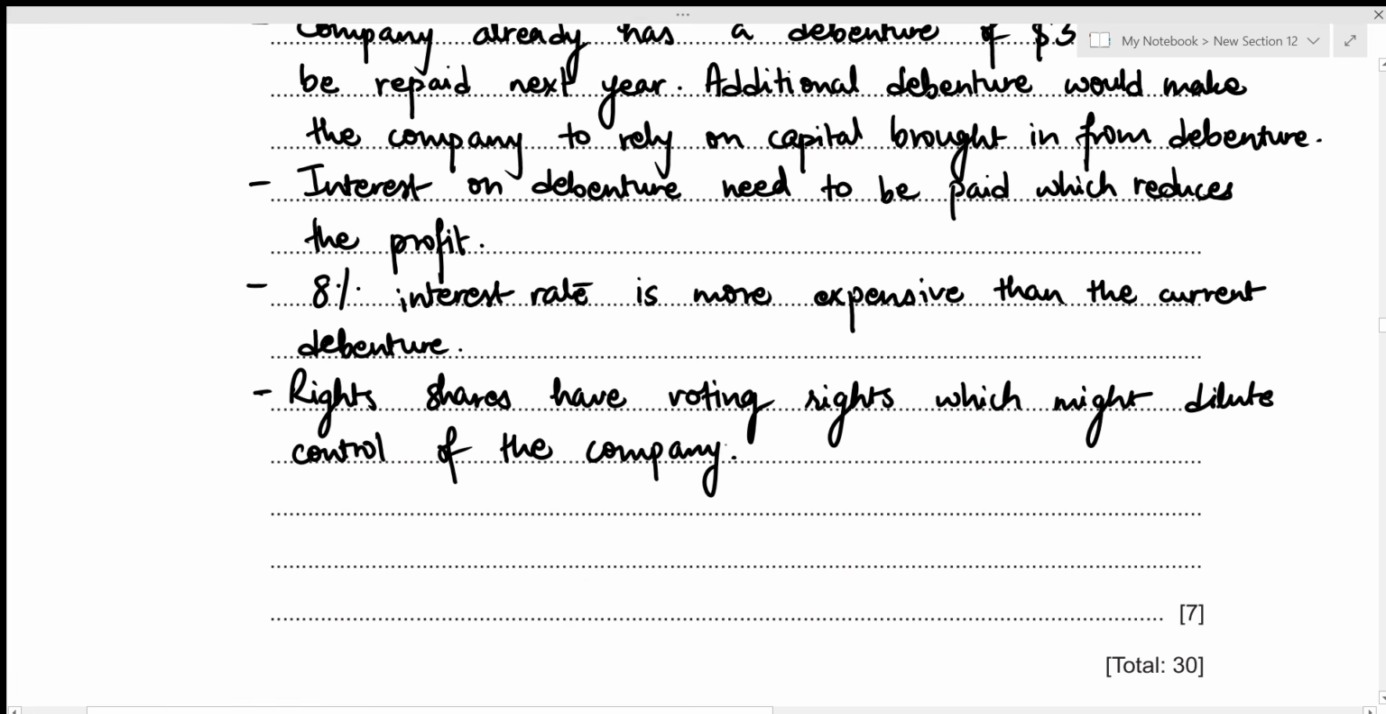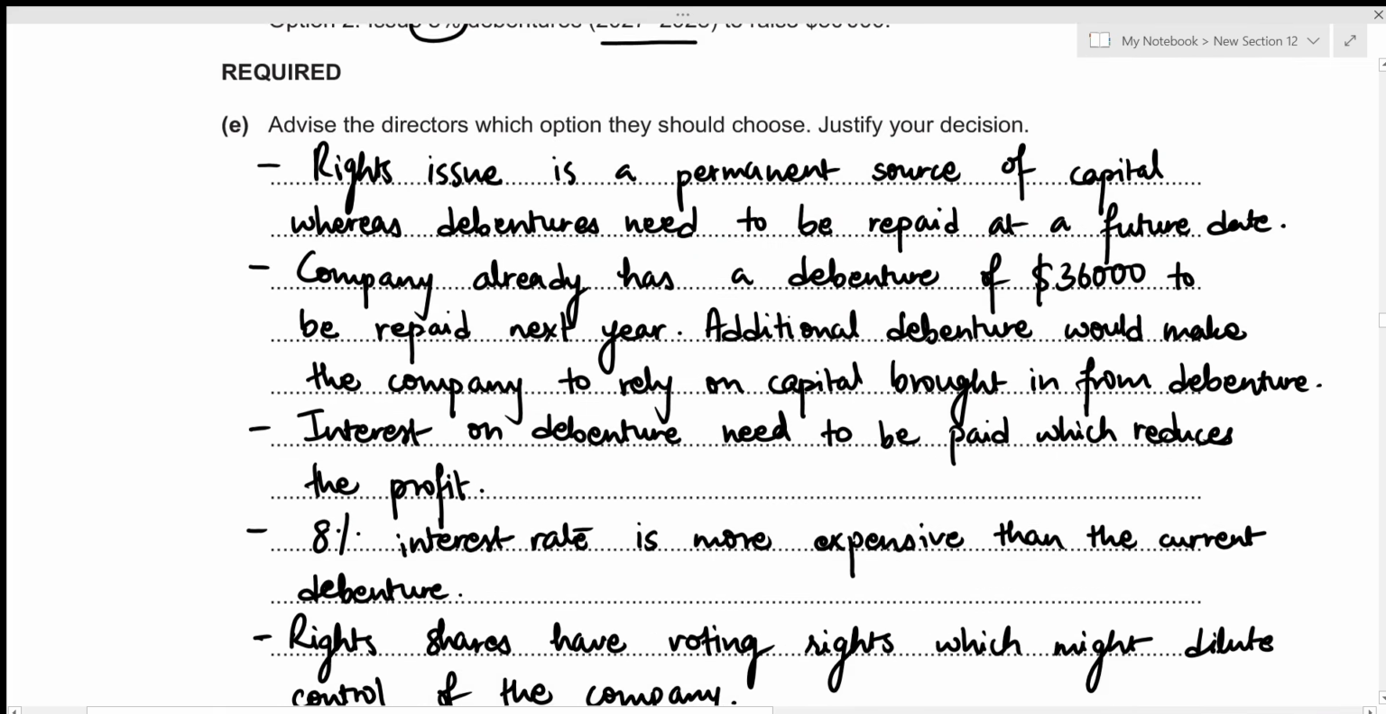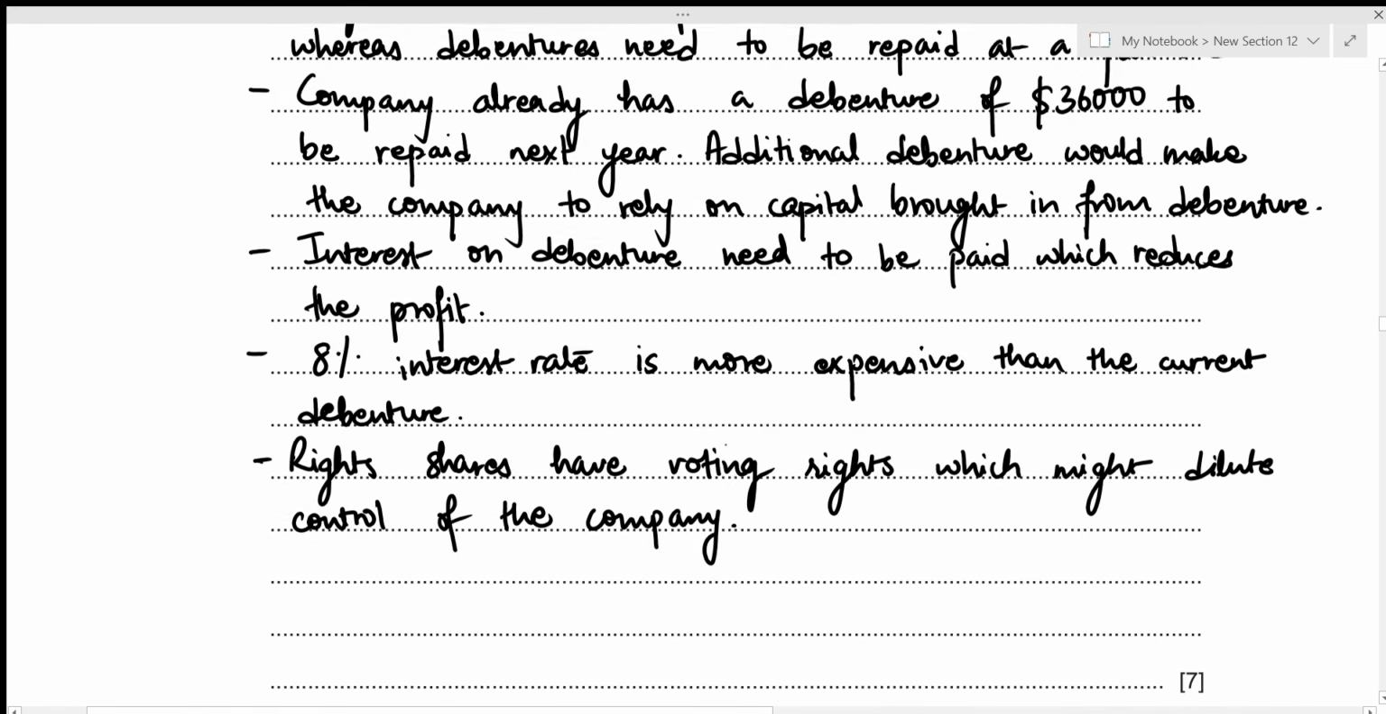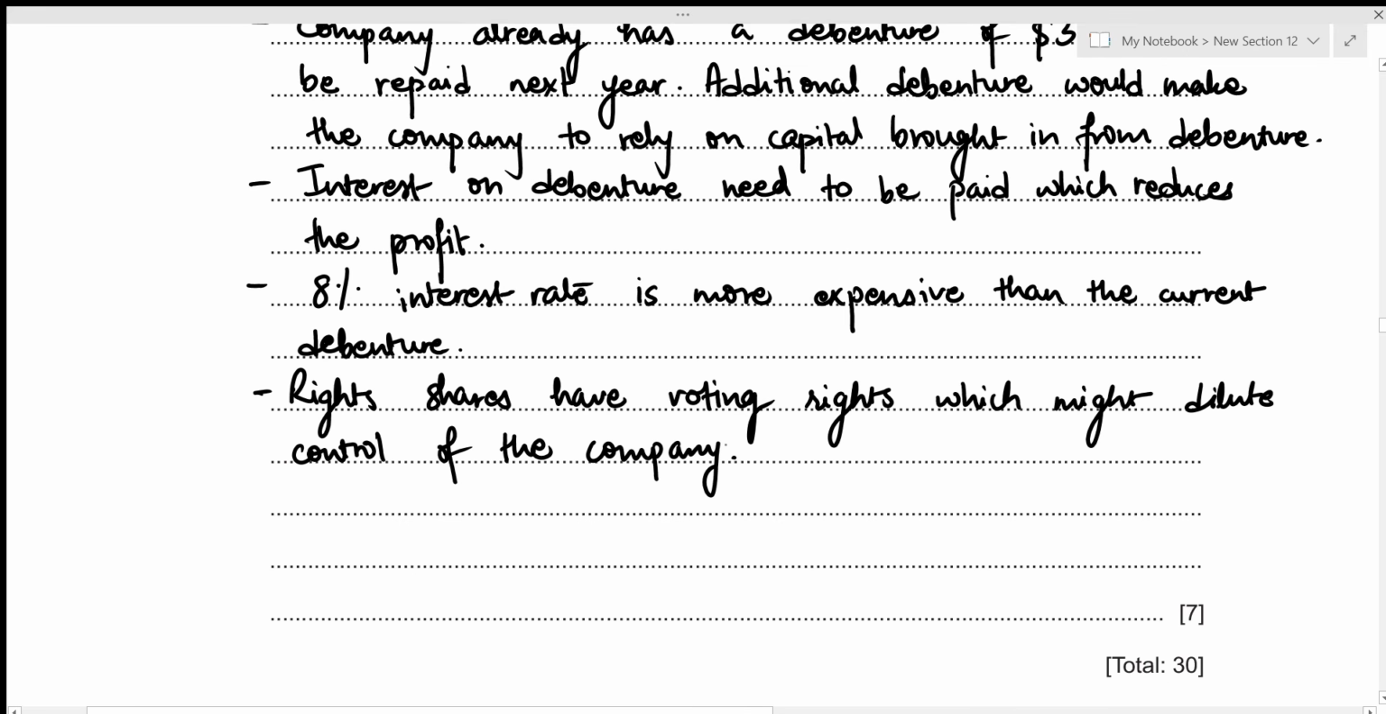Then lastly, we're issuing the rights shares at a premium, right? We're given a premium of 25%. So we do not know whether the rights issue would be fully subscribed. Because if it's not fully subscribed, then we will be failing to acquire the required capital. So that will be a disadvantage. Will rights issue be fully subscribed? Okay, so we can just end our points here and make a proper decision.